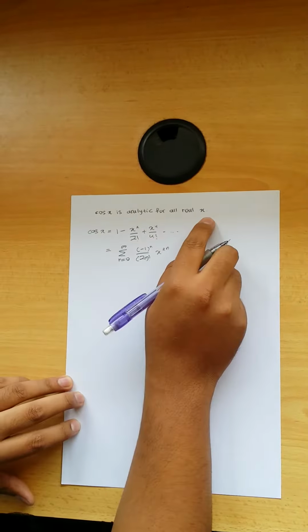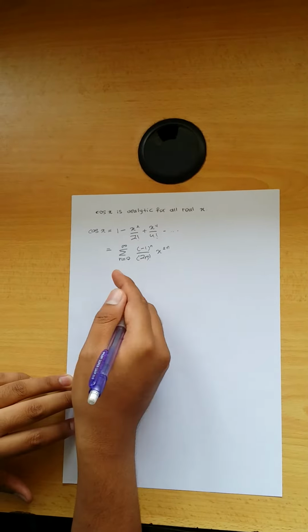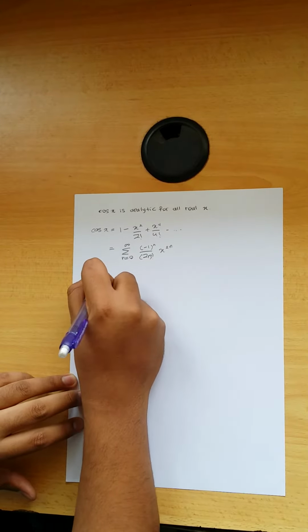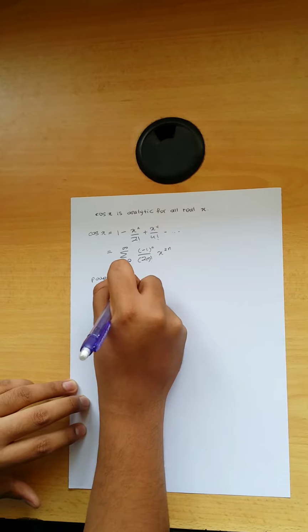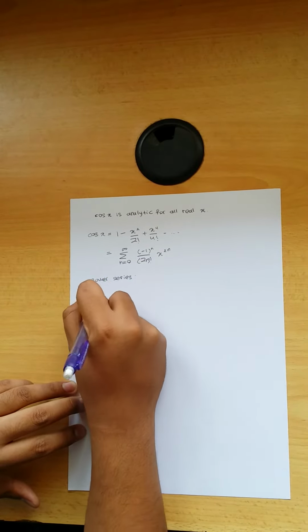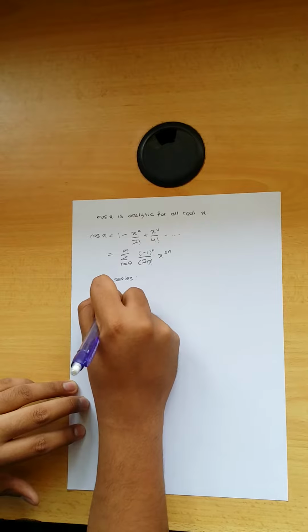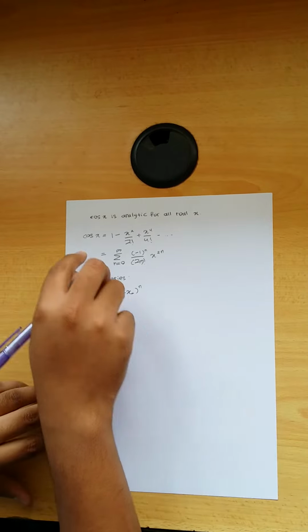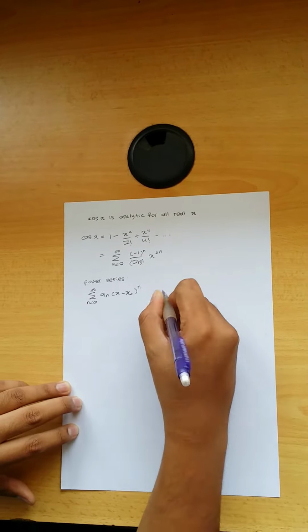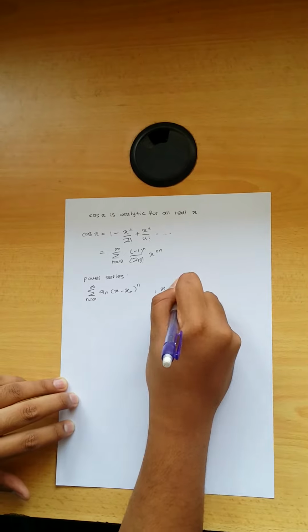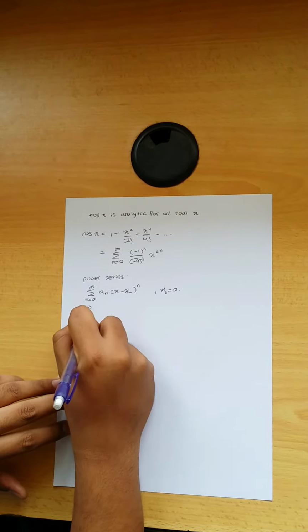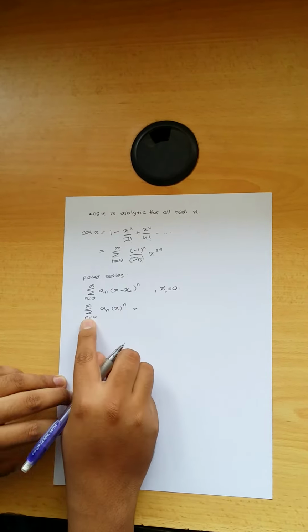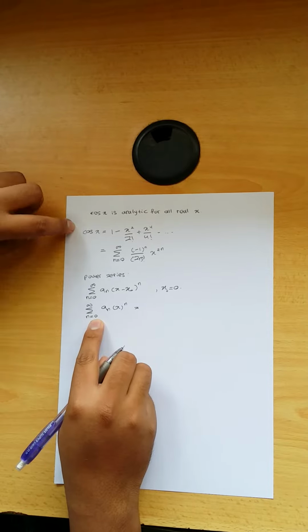Alright, so we have cosine x in the form of summation. In order to answer the question, analytic for all real x, we have to compare the summation form for cosine x with the general power series. The general power series is the summation of a_n (x minus x naught)^n. Here we apply x naught equal to 0, so our power series turns out to be a_n x^n. Then we compare the general power series with the cosine x.